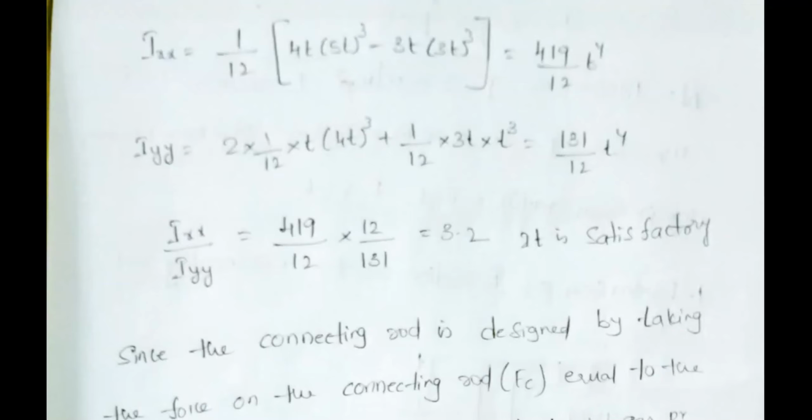But it has to satisfy this last step, the Ixx by Iyy value. It should be in between 3 to 3.5. If at all you forget the standard proportions. Otherwise, there is no issue.